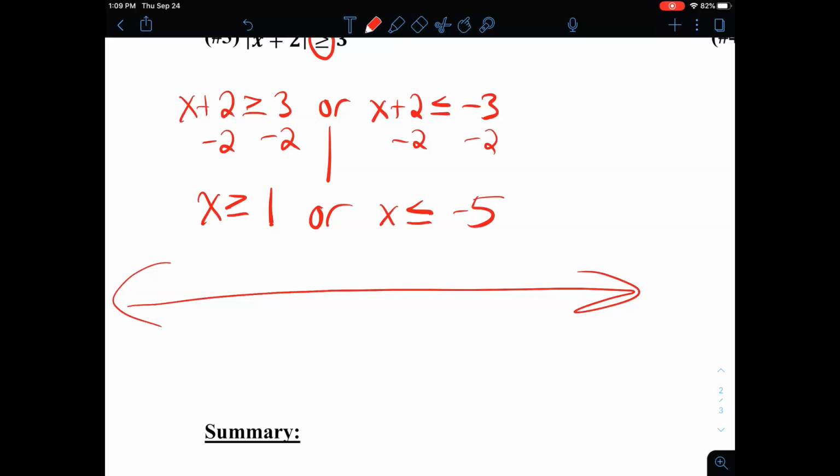Graph our line. We got negative 5 and 1. We'll put 0 over here. There's 1. There's negative 5. Okay. Open or closed circles on both of these? These are equal to, so they're going to be closed circles.